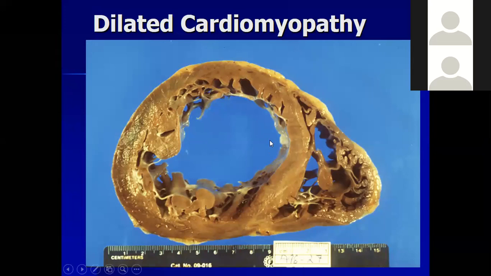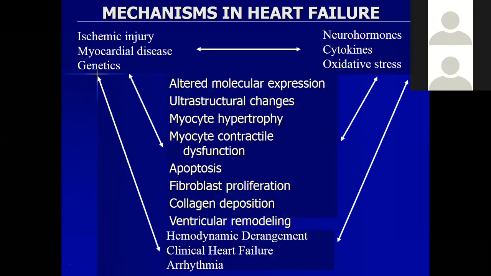So there could be a mechanism in the heart failure, how they got the cardiomyopathy. That could be ischemic, myocardial, or genetic basis. There could be neurohormones, cytokines, or oxidative stress. So they alter the molecular expression, changes in ultrastructure, myocyte hypertrophy, myocyte contractile dysfunction, apoptosis, fibroblast proliferation, collagen deposition, ventricular remodeling, hemodynamic derangement, and clinically overt heart failure, and the patient can die with arrhythmias.